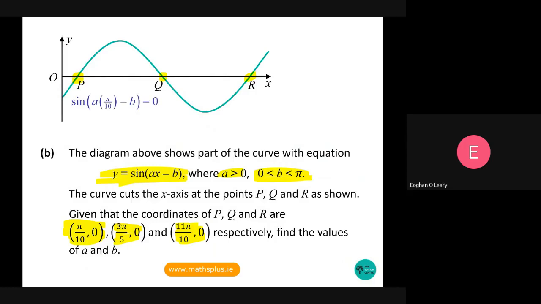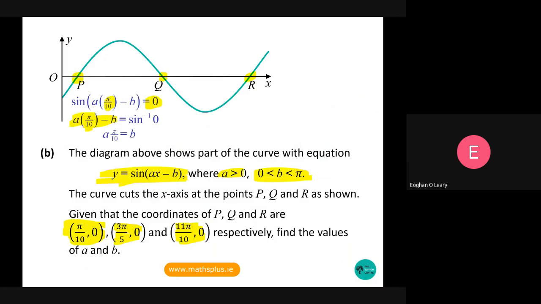In this one here, the sine of a times pi over 10, so x is pi over 10, minus b, when pi over 10 goes in for x, your answer is 0. Fair enough. You get the inverse sine of 0, and in this case your answer is going to be 0. So in the unit circle, the inverse sine of 0, the first answer to that is going to be 0. So you're going to have a times pi over 10 minus b is equal to 0. You bring over the b and you get a times pi over 10 is equal to b.